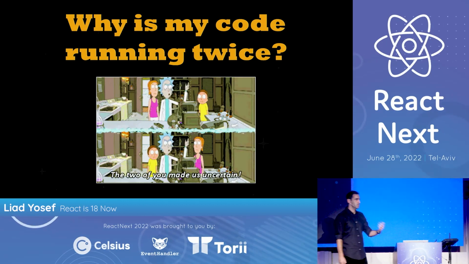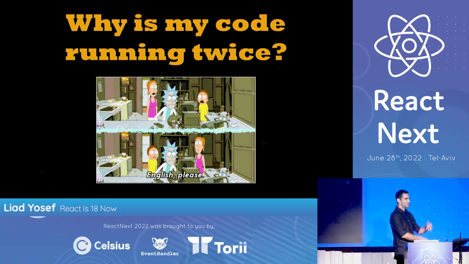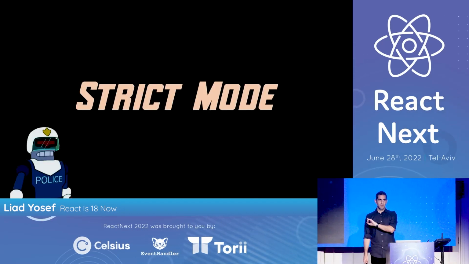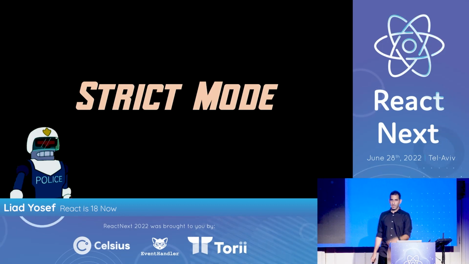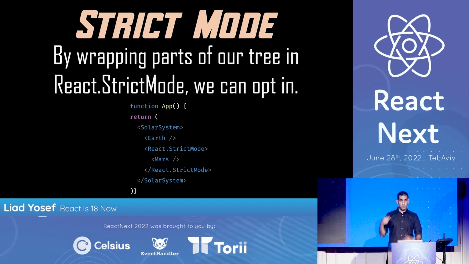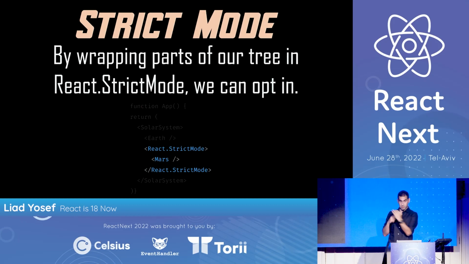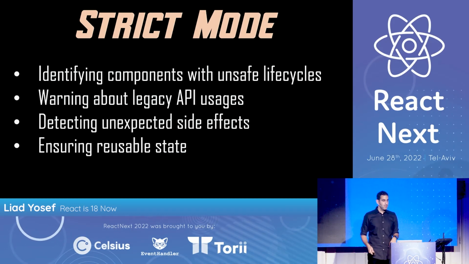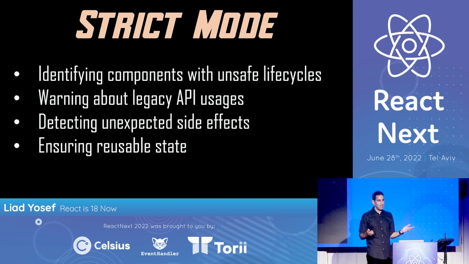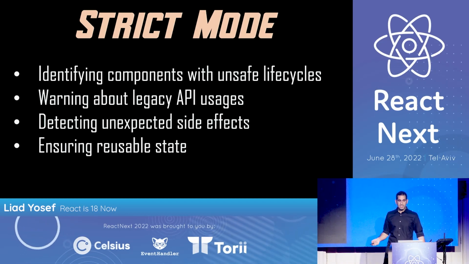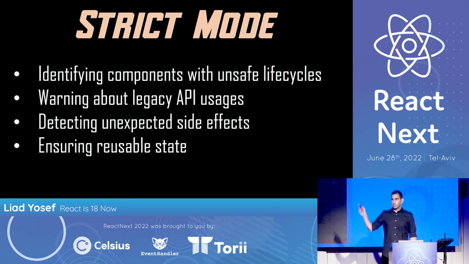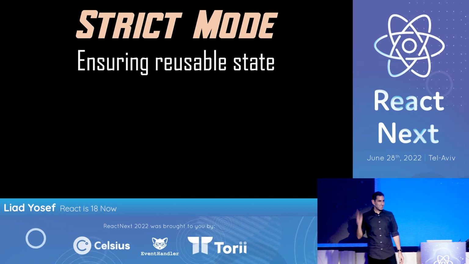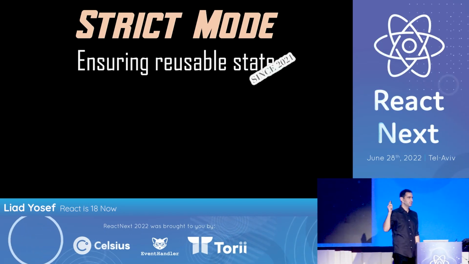If you're running in development mode, if you just did create React app, it's going to surprise you, because React gives us strict mode. And strict mode is the default when you do create React app. You can wrap parts of your tree in strict mode in order to opt in to whatever it guards you from. It guards you from a lot of bad things like components with unsafe life cycles or legacy API usages. But what we're interested in is the last thing here, ensuring reusable state. And that's something that strict mode is doing since now.